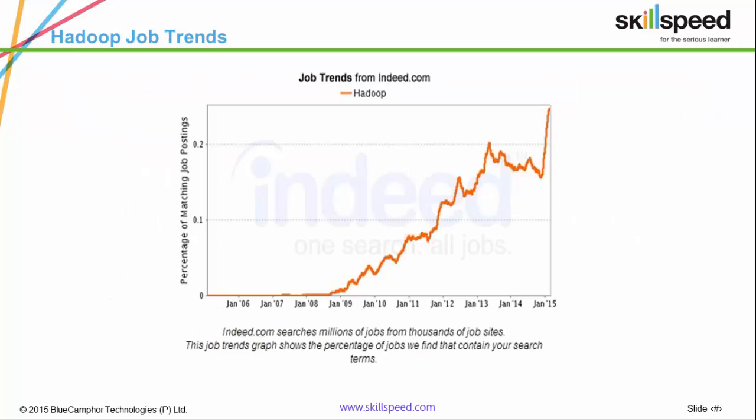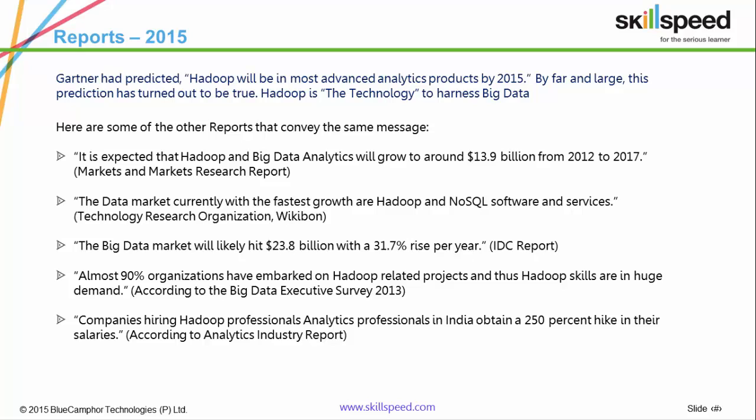We can easily understand by looking at this chart that the number of industries adopting Hadoop and the paucity of Hadoop professionals create a large demand-supply gap. I'll let you spend some time on this slide to read some excerpts of reports. Hadoop has become an industry standard. Almost 90% of organizations have embarked on Hadoop-related projects, and thus Hadoop skills are in huge demand, according to the Big Data Executive Survey of 2013.